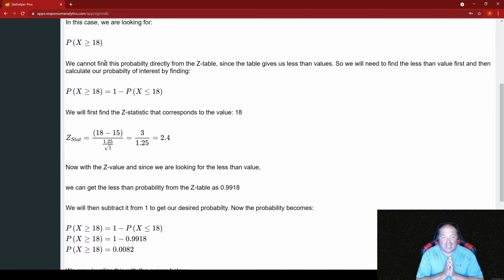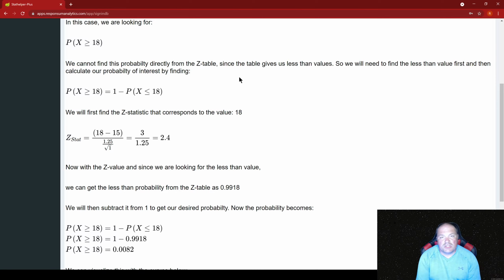Now, because of the way the typical z table is set up, everything is set up to focus on less than values. So you can see what I did here. As I'm looking for greater than 18, I'm converting that into a less than value by doing 1 minus less than or equal to 18. And you see that pretty much with most probability distributions that you deal with. So we're using the z table. It's given us less than values.